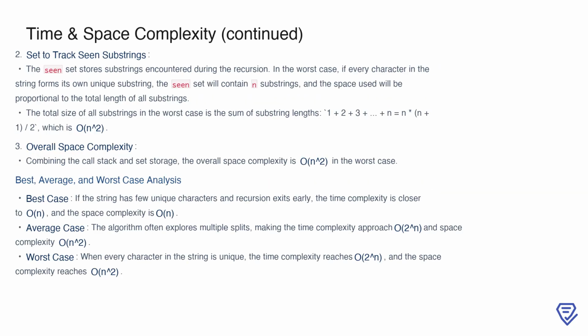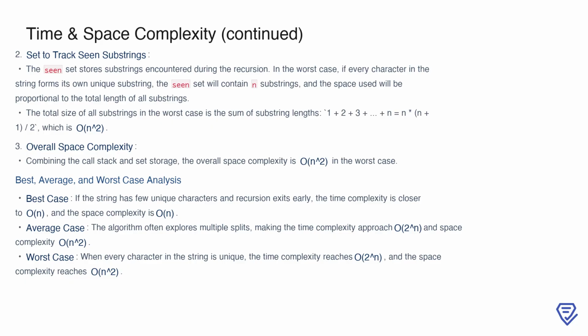In addition to the call stack, the seen set introduces further space requirements. This set keeps track of all substrings encountered during recursion. In the worst case, where every character forms its own unique substring, the seen set would contain n substrings. The total size of these substrings is proportional to the sum of their lengths, which follows the formula 1 plus 2 plus 3 plus ... plus n, resulting in a total size of n times (n plus 1) over 2. This gives a worst-case space requirement of O(n squared) for storing substrings. Combining this with the recursive call stack, the overall worst-case space complexity becomes O(n squared).